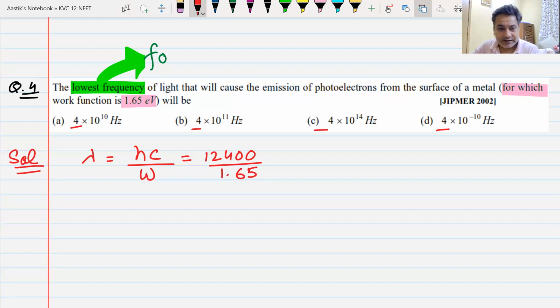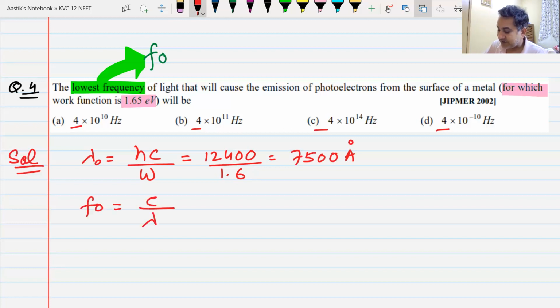So how much will this be? You can just take it as 1.6 just to make your calculations simpler. You just take it like this and get an approximate answer. It's just a division. The approximate answer that I'm getting is 7,500 Angstrom because you will get the answer in Angstrom unit. Now, once you get the value of lambda naught, you can find the value of f naught from c divided by lambda naught.